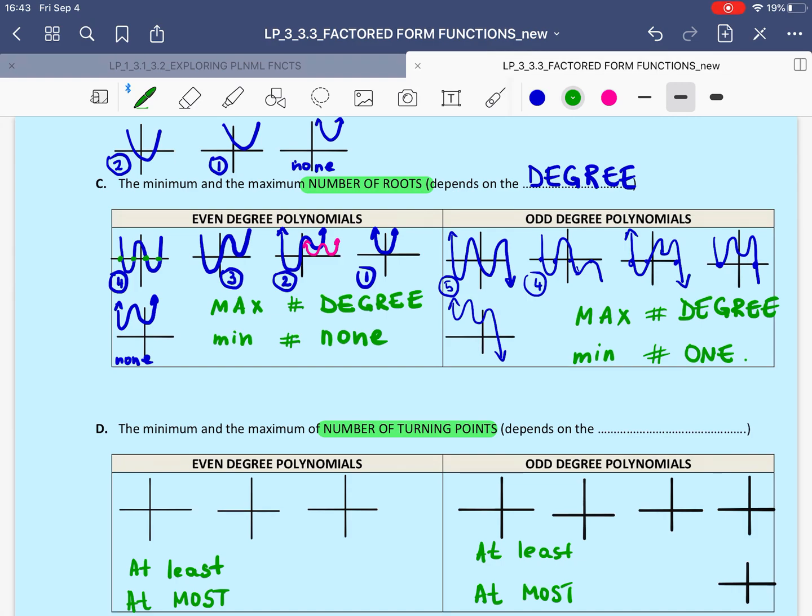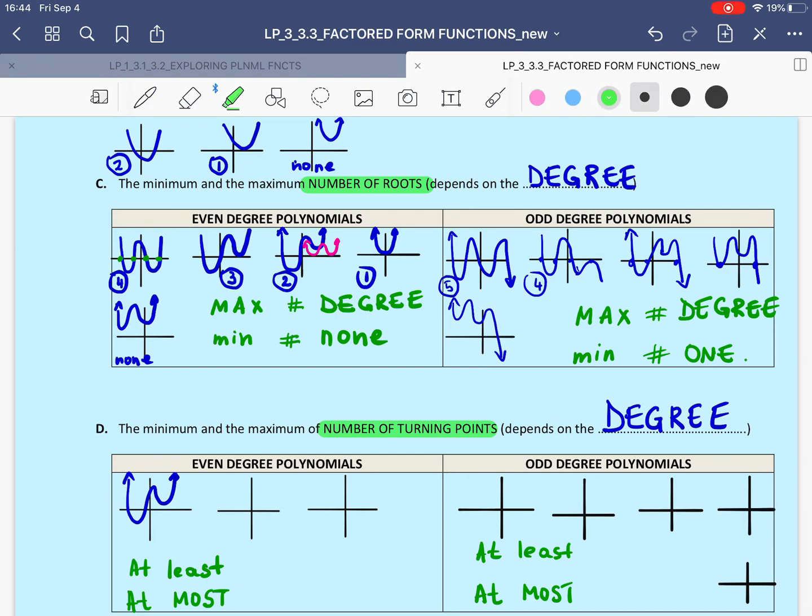Now, the number of turning points will depend on the degree of the function. And you'll see also it will depend on whether the degree is even or odd. The higher the degree, the more turning points a function can make, because the more x-intercepts it has to meet, right? So in even degree polynomial functions, and I'm going to take as an example a fourth degree polynomial, so we can have 1, 2, 3, 4. Okay, so these are the arms actually.